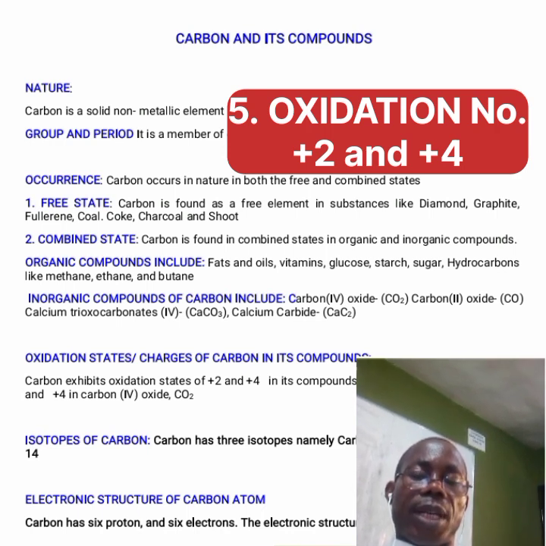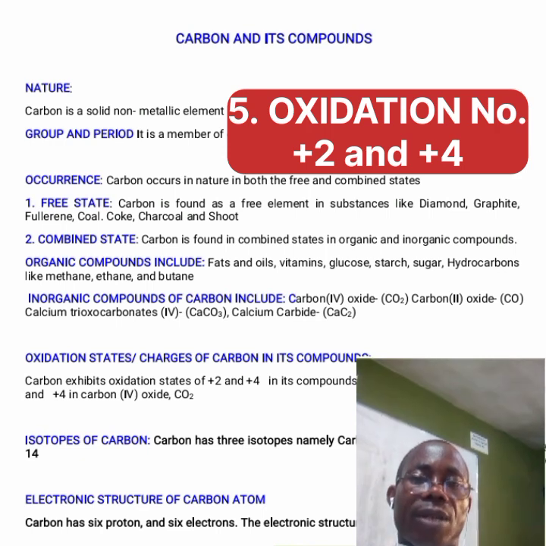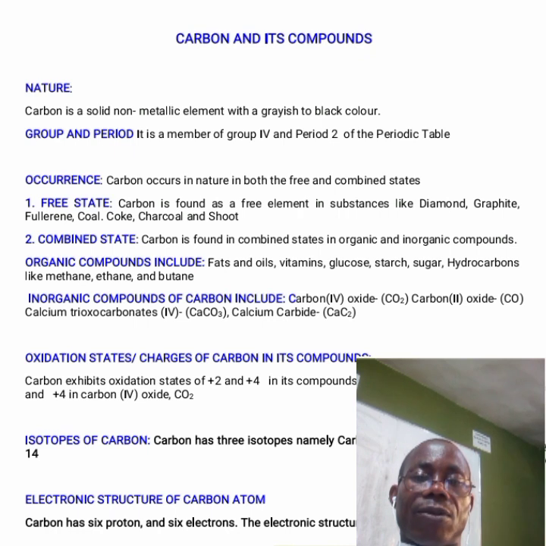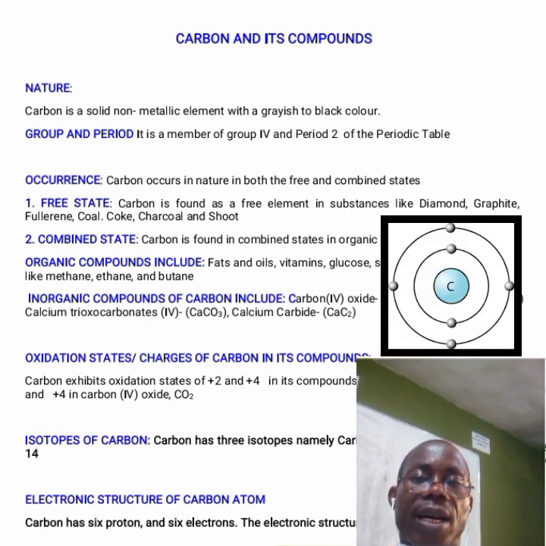Electronic structure of carbon. Carbon has 6 electrons, 2 electrons in the first shell and 4 electrons in the valence shell.